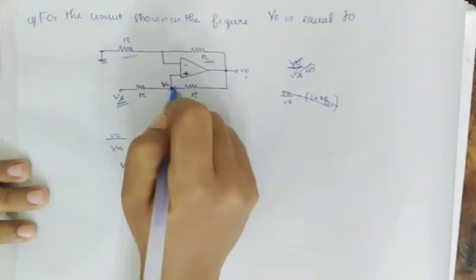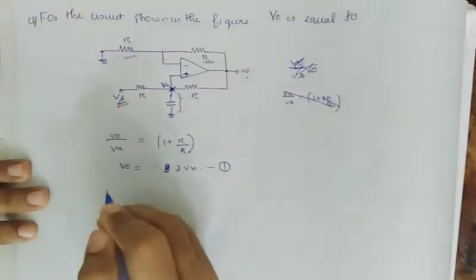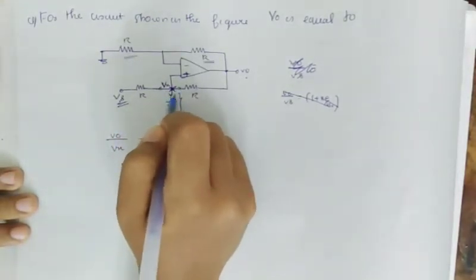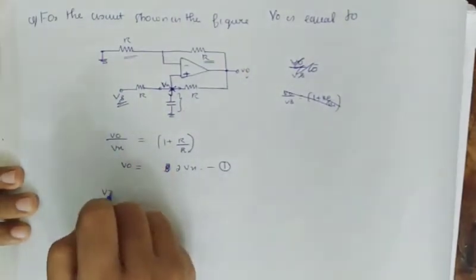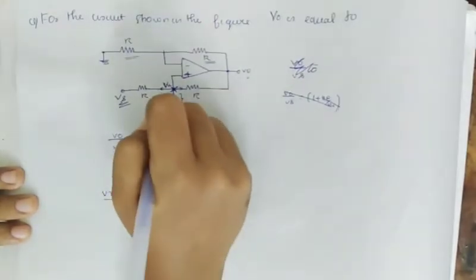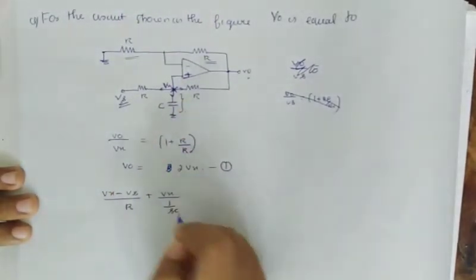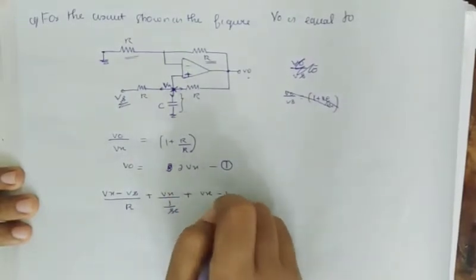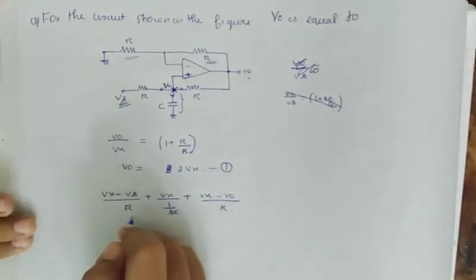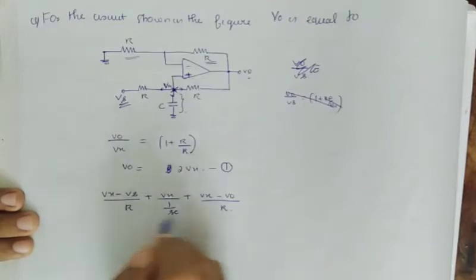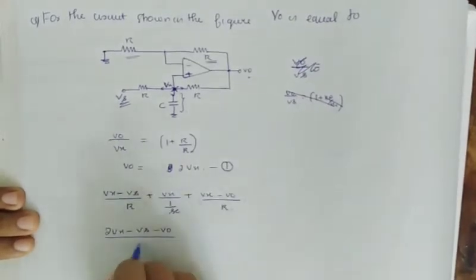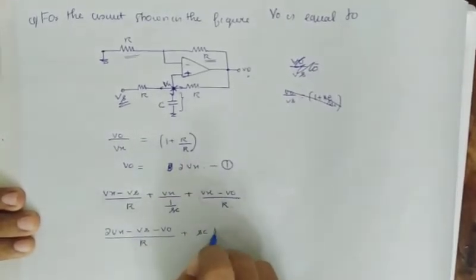Now we have to find out the relationship between Vx and Vs. So I am taking this node and writing the KCL at that node. I'll take all the currents flowing away from this node. Vx minus Vs divided by R plus Vx divided by 1 by Sc, plus Vx minus V0 divided by R. Now we'll simplify this. We can take these two together, that is 2Vx minus Vs minus V0 divided by R plus Sc into Vx.